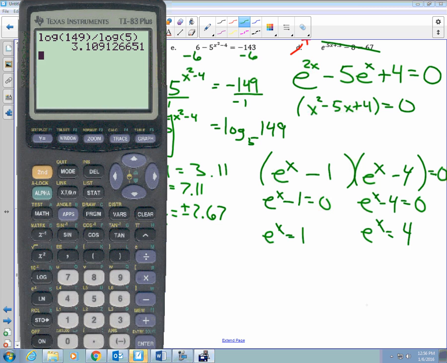How do I get rid of the e's? Natural log of both sides. And we get x is equal to, what is the natural log of 1? So, natural log of 4. Done and done. What do you think of that?